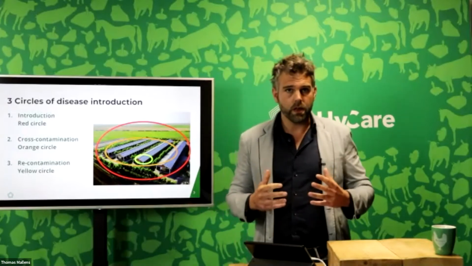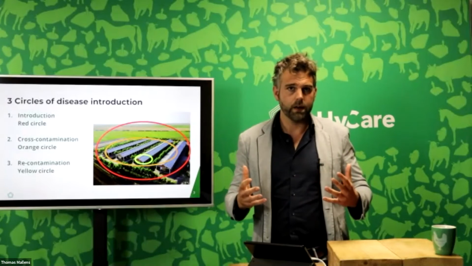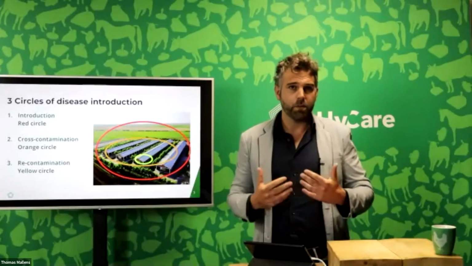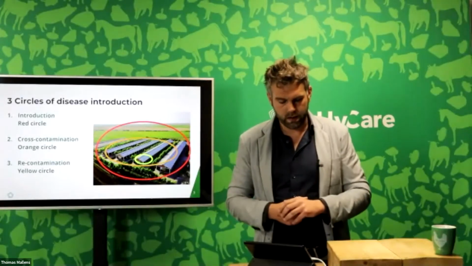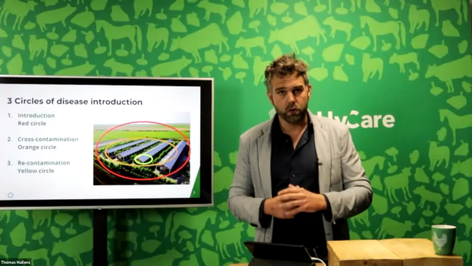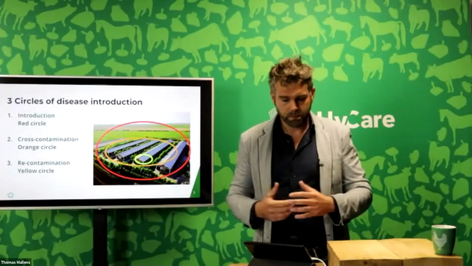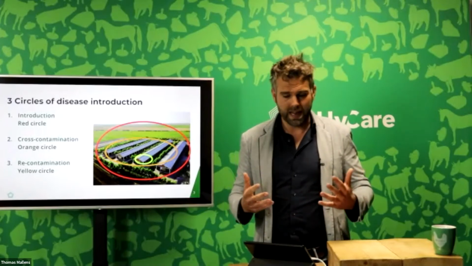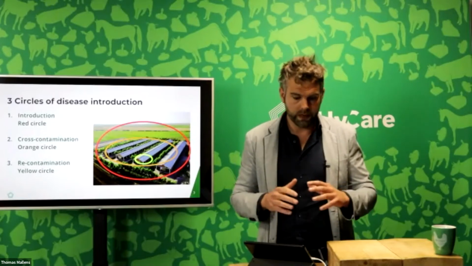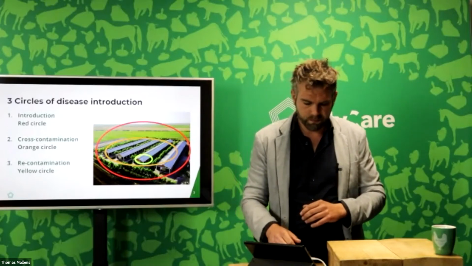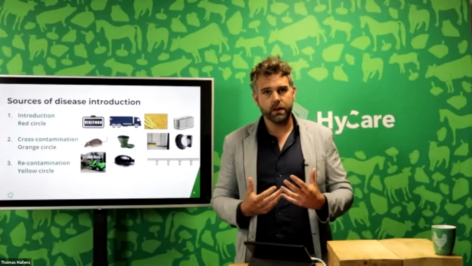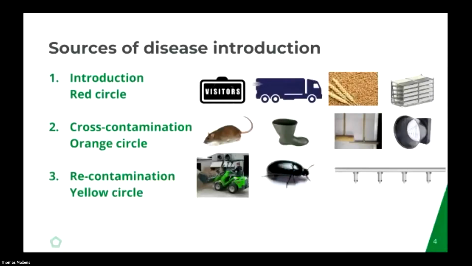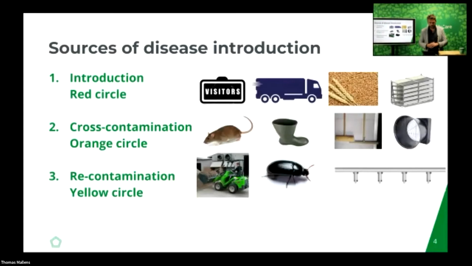So very easy: three lines. Look at the line, look at the risks that are popping up on this line, and then make a plan. And this plan is the right solution to keep the risk as low as possible. Because taking the risk fully away is not possible at any point, of course, but to really make it as low as possible is always the goal. And then the sources have to be pronounced and looked at. Which sources do I mainly have on these three lines of disease introduction?